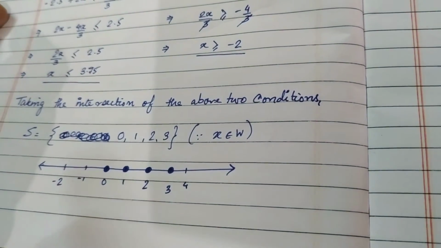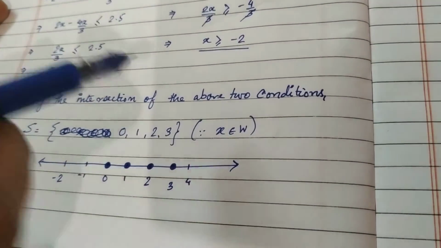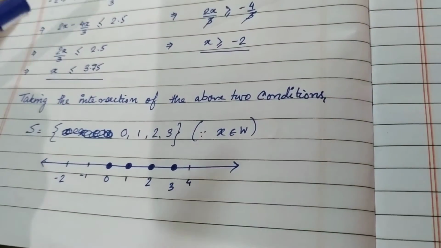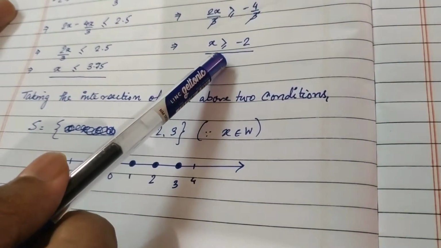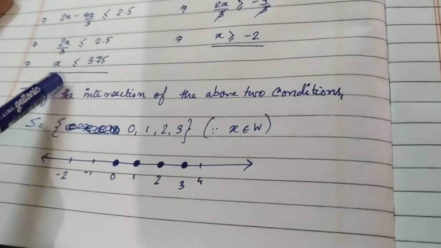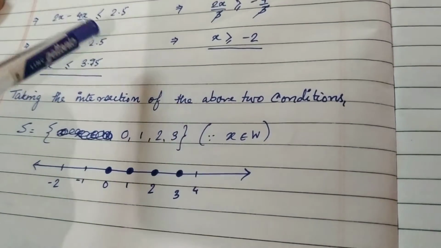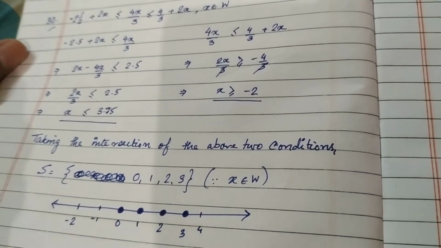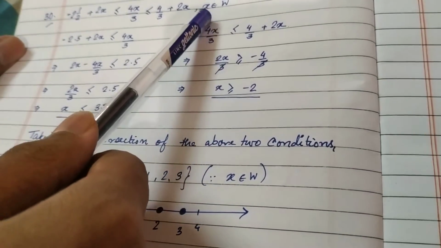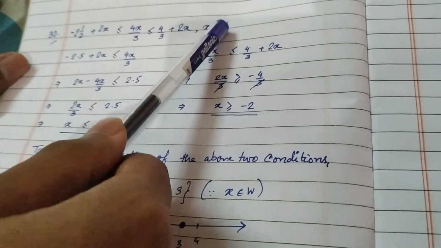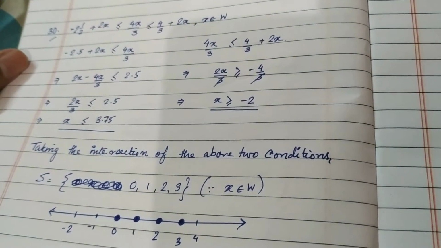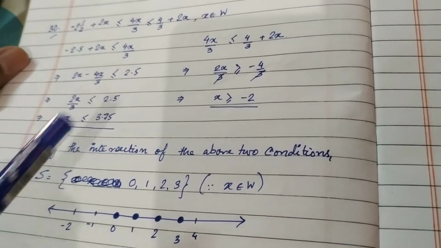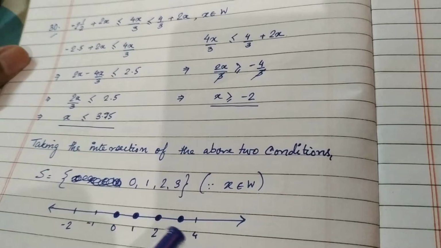Again, similarly to the previous question, we take the intersection of both these two inequations. So we'll again find a situation similar to the previous one, where we have x greater than or equal to minus 2 and x less than or equal to 3.75. The only difference here being that earlier we had x belonging to the set of real numbers. Now we have x belonging to the set of whole numbers, denoted by this W here.